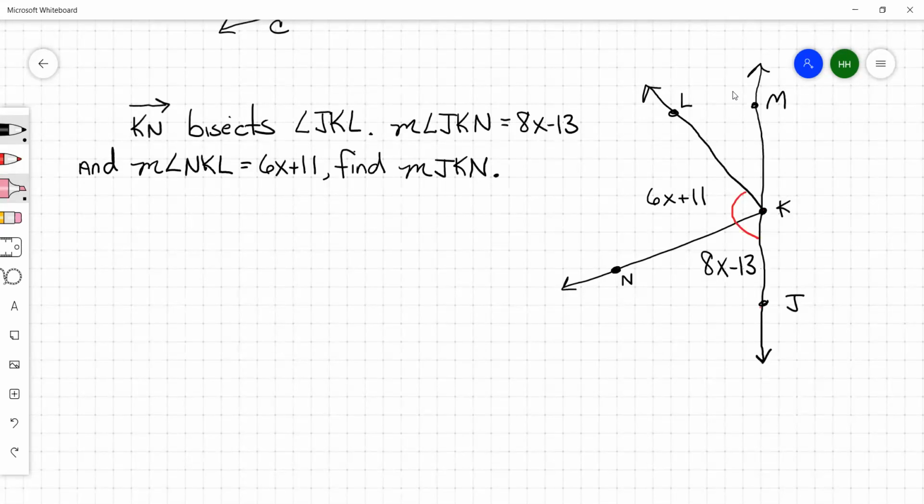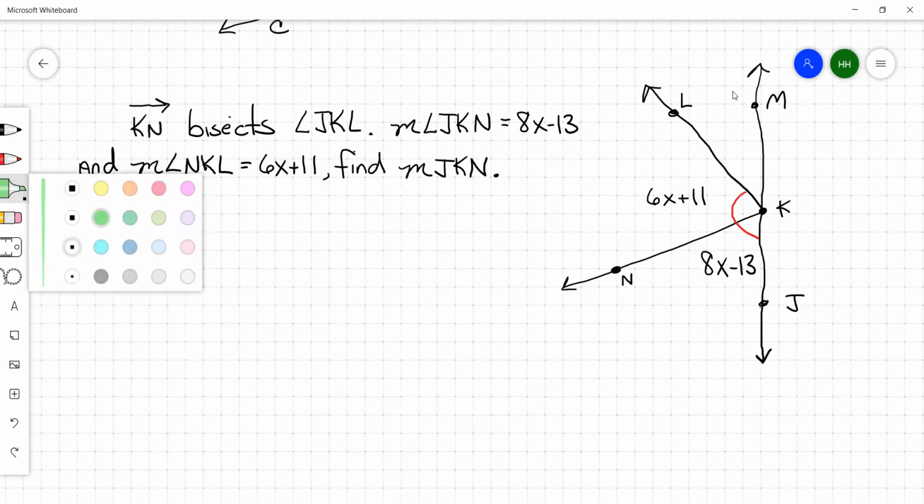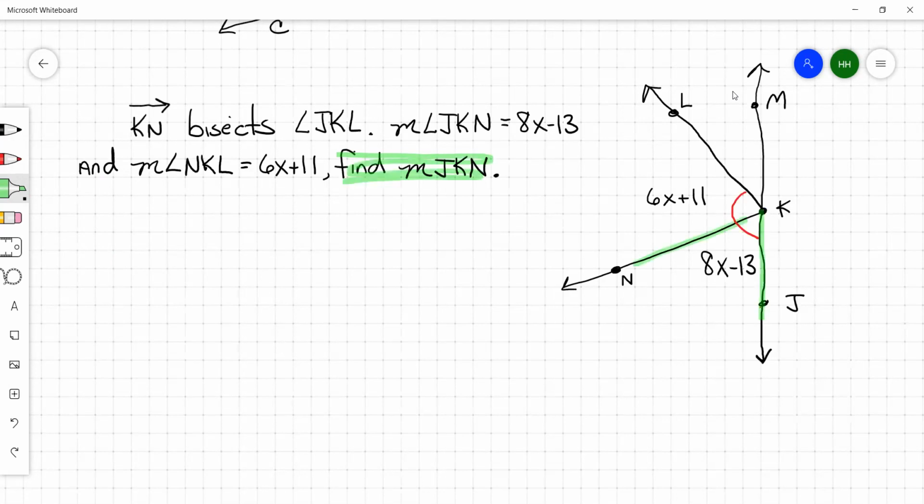You need to find the measure of JKN. This is where these highlighters work really good. Here's JKN, this expression. If these two angles are congruent to each other, and this expression represents the top angle, and this expression represents the bottom angle, we kind of did that yesterday with bisectors, right? How do you set up your equation? What do you know about those two binomials? If the angles are equal and the binomial represents the angle measure, what's 6x plus 11 going to be equal to? The 8x minus 13. You can now solve for x and substitute it to solve the problem.